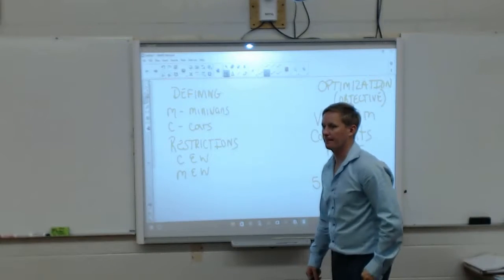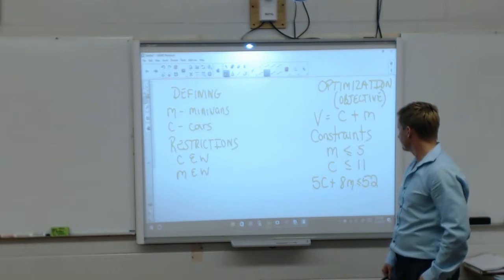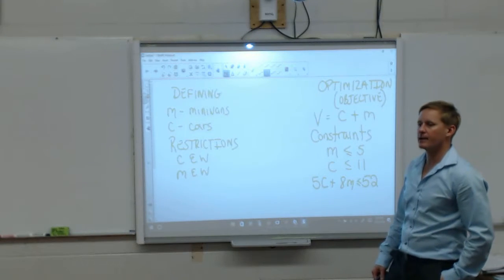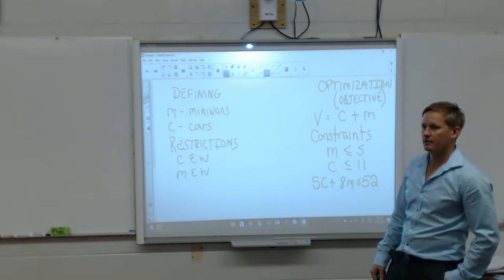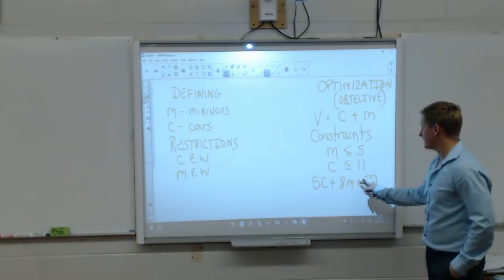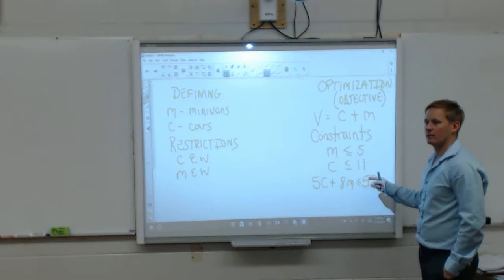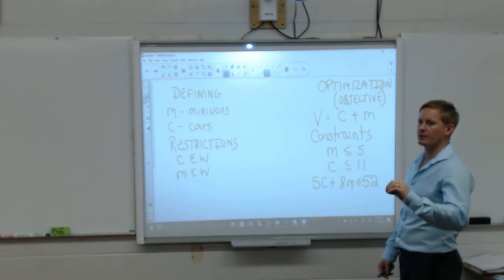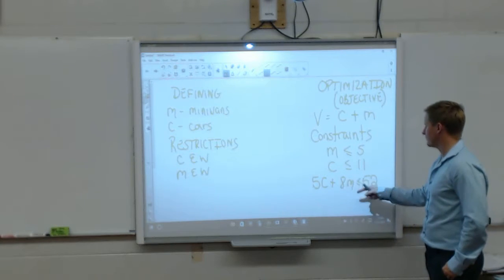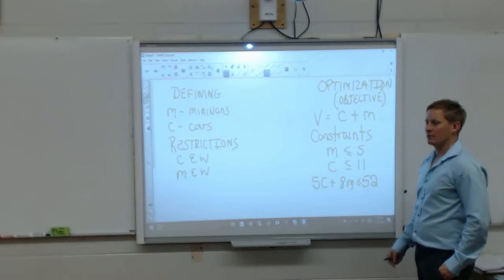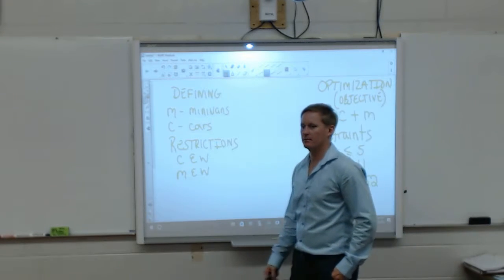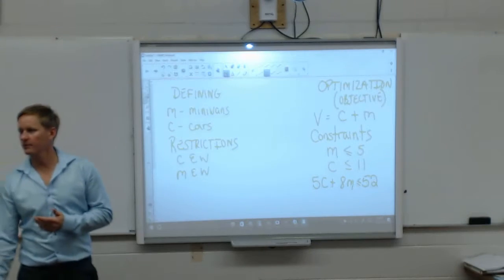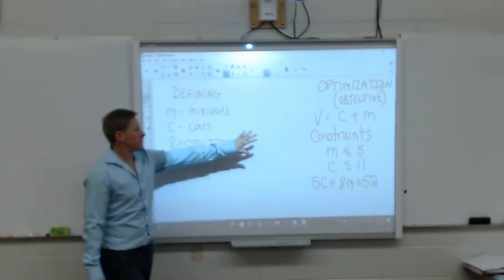Should it not be greater than 52? No. The maximum number is 52, right? That's the maximum number of people you can take. So that means it has to be less than or equal to 52. So if you had 4 teams, 3 coaches, 10 players per team, it would be 5C plus 8M equals 52. But it's got to be somewhere less than that. Maybe a team only has 1 coach. Maybe it's only got 8 players. Fair enough? Okay. The constraints.